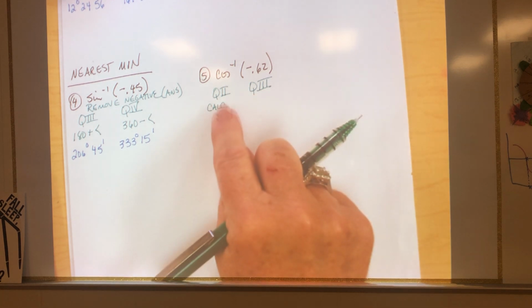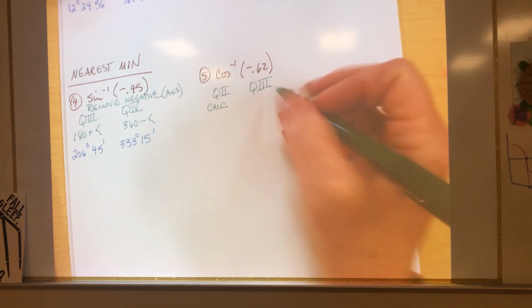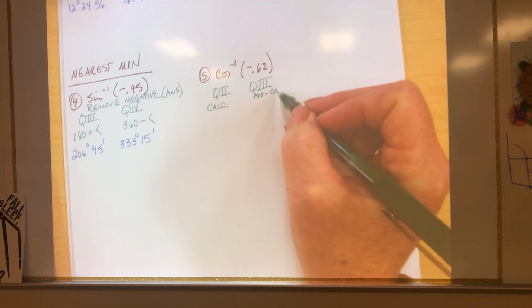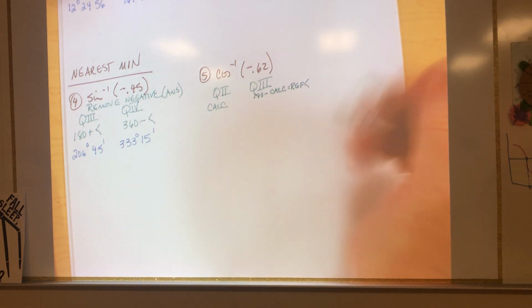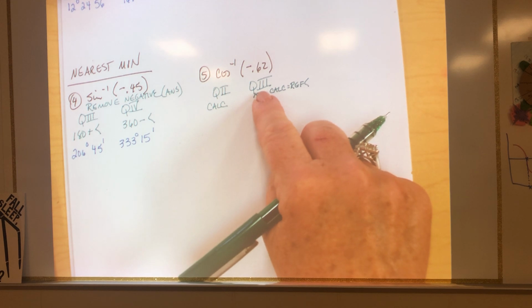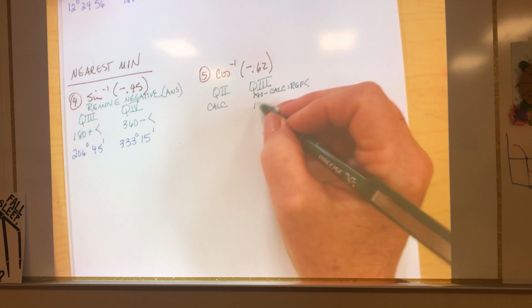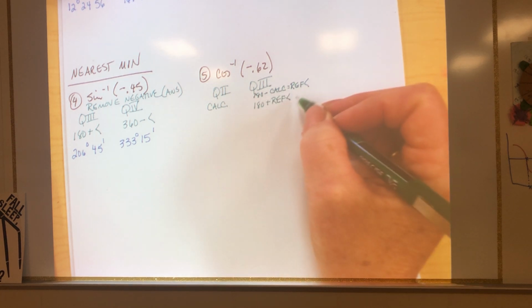So how am I going to find the reference angle from this guy? It'd be 180. Yes. So here's what you're going to have to do first: 180 minus the calculator number. That's going to be my reference angle. Now, using my reference angle, how do I put it in quadrant three? You add it. 180 plus the reference angle, and that will be my answer.